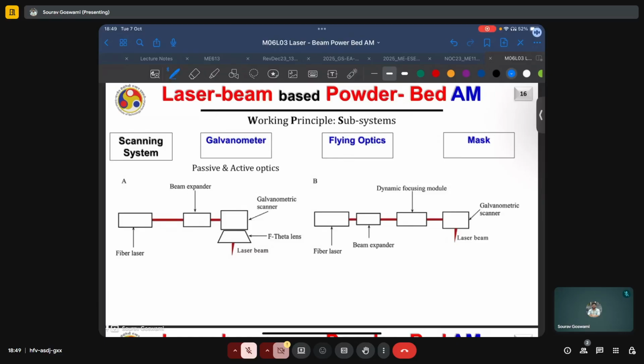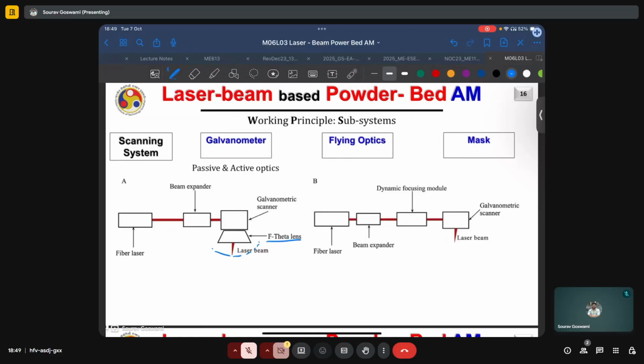Or we can have flying optics because when deflecting the laser spot far away from the incident axis, there will be defocusing, as in 3D space. The locus of the focal spot will be in the form of a sphere. This can, of course, be corrected by the use of f theta lenses.